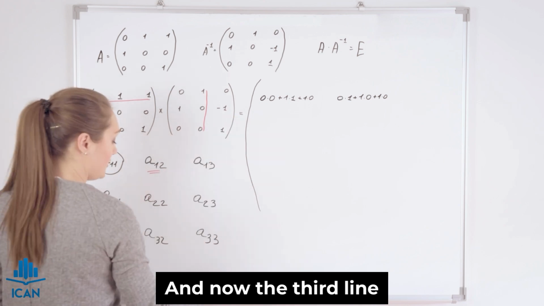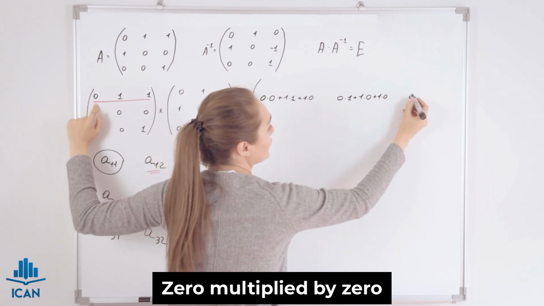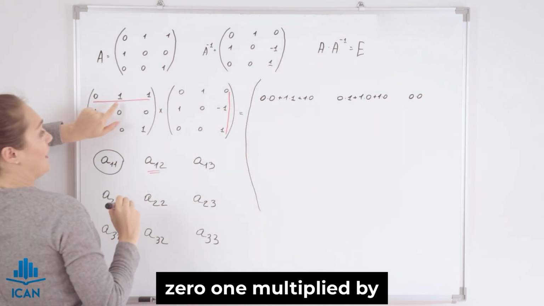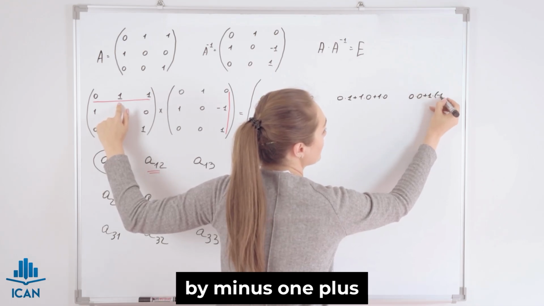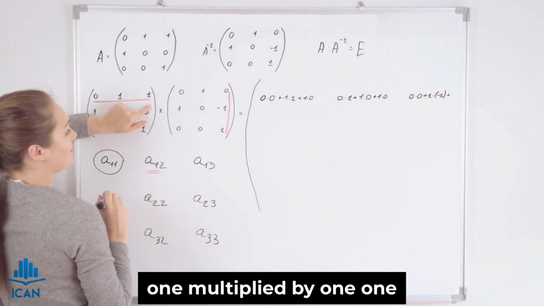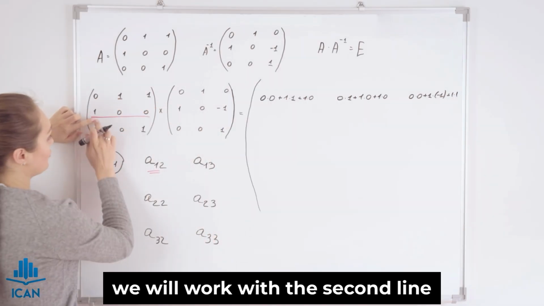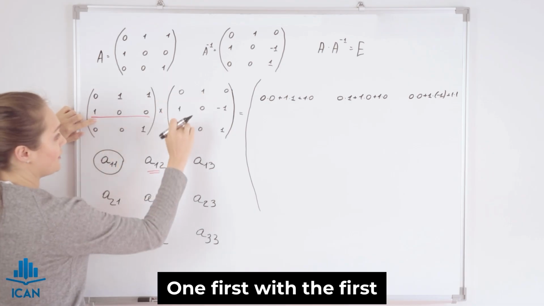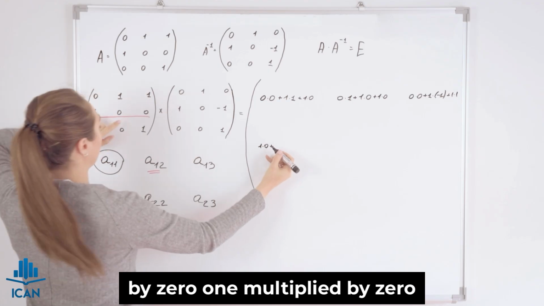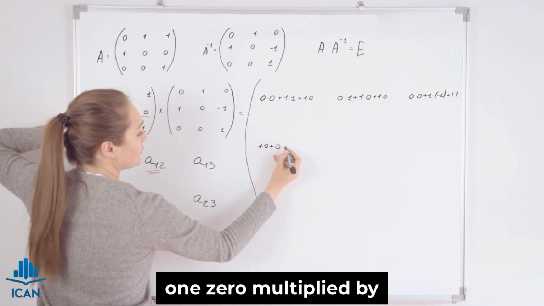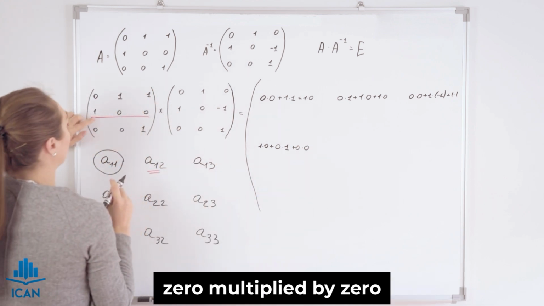And now the third column. 0 multiplied by 0, 1 multiplied by minus 1, plus 1 multiplied by 1. Now we will work with the second line. First with the first column: 1 multiplied by 0, plus 0 multiplied by 1, and 0 multiplied by 0.